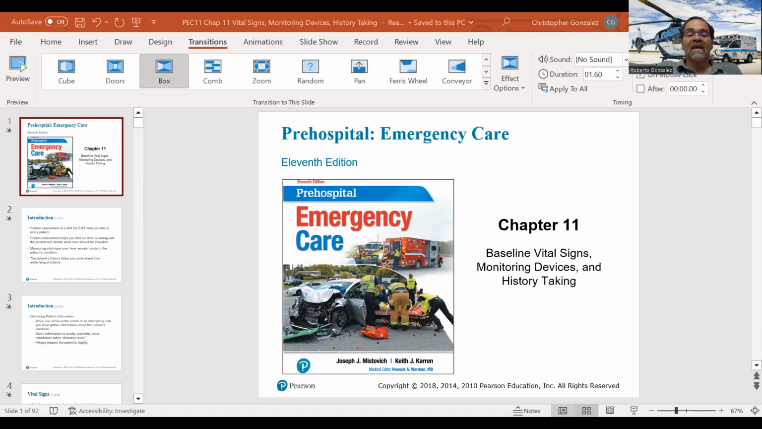Okay, patient history helps you to understand the underlying problems that the patient might be having too. So, gathering patient information. When you arrive at the scene of an emergency call, you must gather information about the patient's condition. Some information is readily available. Other information takes detective work so you can actually figure out what's wrong with the patient.